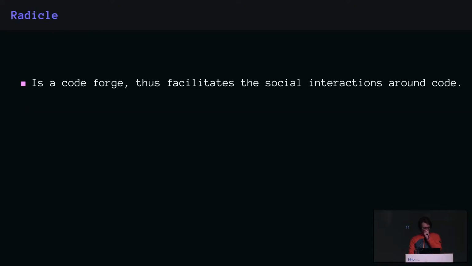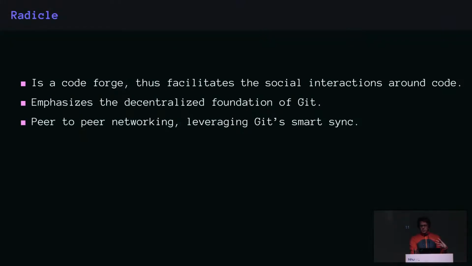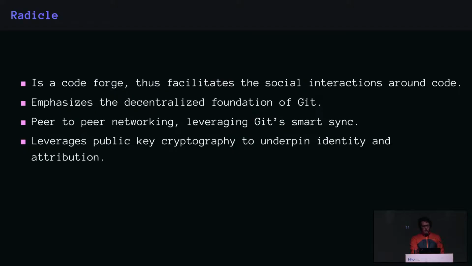Right, so it's a code forge that facilitates the social interactions around code. It emphasizes this decentralized foundation of Git very much. We did not invent this, we're just using Git in the way that maybe it was intended, or at least it very well supports. We have peer-to-peer networking that leverages the smart synchronization of Git, and we use public key cryptography to underpin identity and attribution. So user accounts are currently tied very much to public keys. There's no single point of failure.